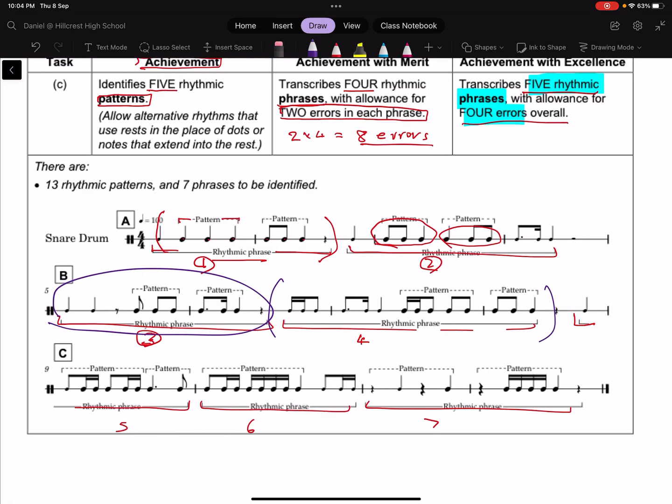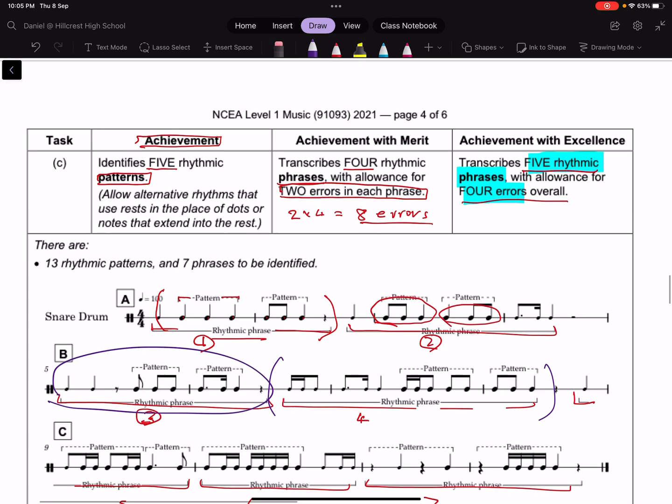Okay, and you're going to be marked according to how many rhythmic phrases you get, and the difference between a merit and an excellence will be between 4 errors overall and 2 errors in each of the phrases, up to 2. So if you get 3 errors in the phrase, for example, that's 1 error, 2 errors, and 3 errors. If I did that, for example, this would be downgraded to an achieved.